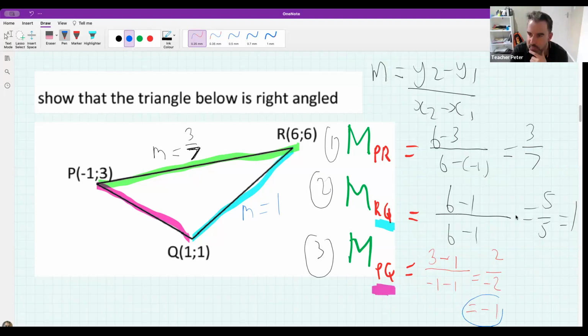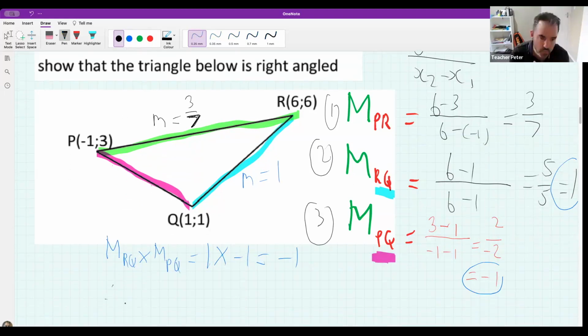Why does it make me so happy? Well, here's the thing. If I say the gradient RQ times the gradient PQ, that is just going to be 1 times minus 1, which gives me minus 1. And therefore, angle Q must equal 90 degrees, or it must be perpendicular, because the lines multiply to minus 1. You don't even have to write this. You can just use above.